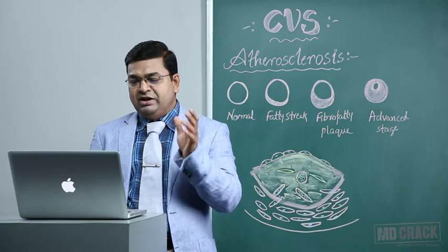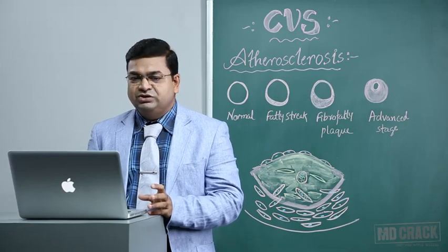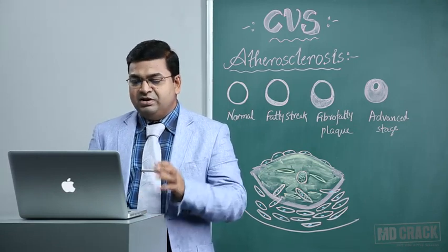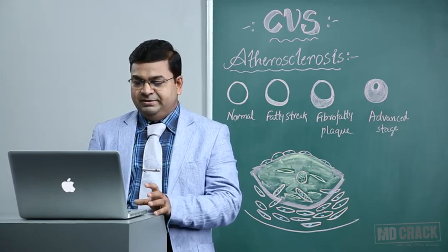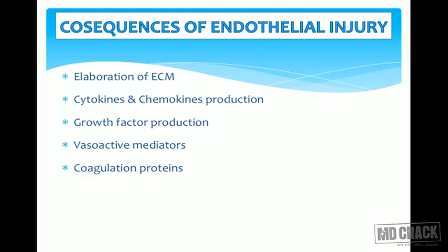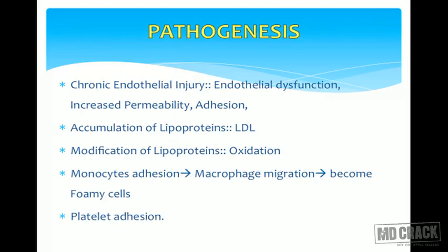So normal endothelial cells are the ones which are required for the normal integrity of the blood vessels and normal flow of blood. As a consequence of endothelial cell injury, there will be more and more ablation of the extracellular matrix, more production of the cytokines and chemokines, growth factors will be released in excess quantity, vasoactive mediators will be released and even coagulation proteins will be released.